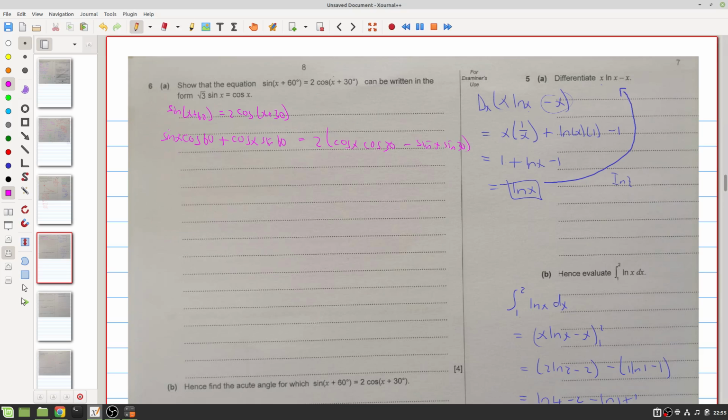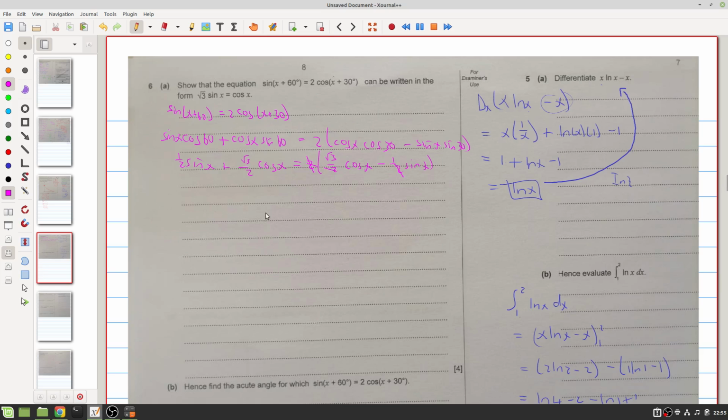Now cos 60 we know is a half, so that's a half sin x. And then sin 60, we know that's square root 3 over 2. So that's square root 3 over 2 cos x equals. So cos 30, well, let's just keep the 2 outside first. Okay, 2, and then cos 30 is square root 3 over 2 times cos x. And then minus sin 30 is a half, so half sin x. Okay, then we can multiply this 2 in. So if we multiply this 2 in, it's just going to cancel out with that, right? It's just going to cancel out those 2's.